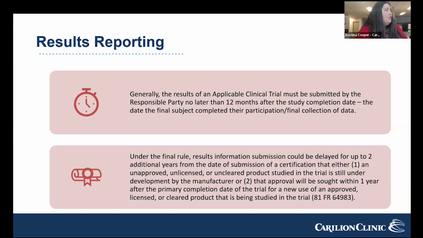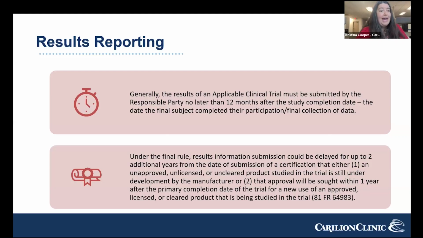They will ask you to submit that no later than 12 months after your study completion date, and that date is the last day your final subjects completed their participation, or the final day that you retrieved study data. Now, you can do extensions. Again, you have the opportunity to do it. You need to do it. Here's a couple of examples where you can get at least 2 additional years. One being if it's a product that's still unapproved, unlicensed, or uncleared, that is still under development by the manufacturer.